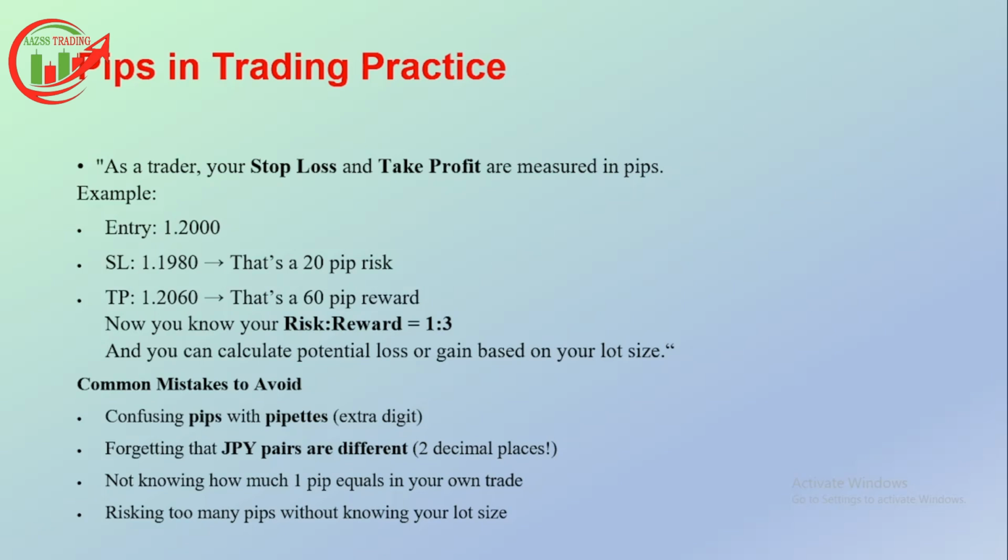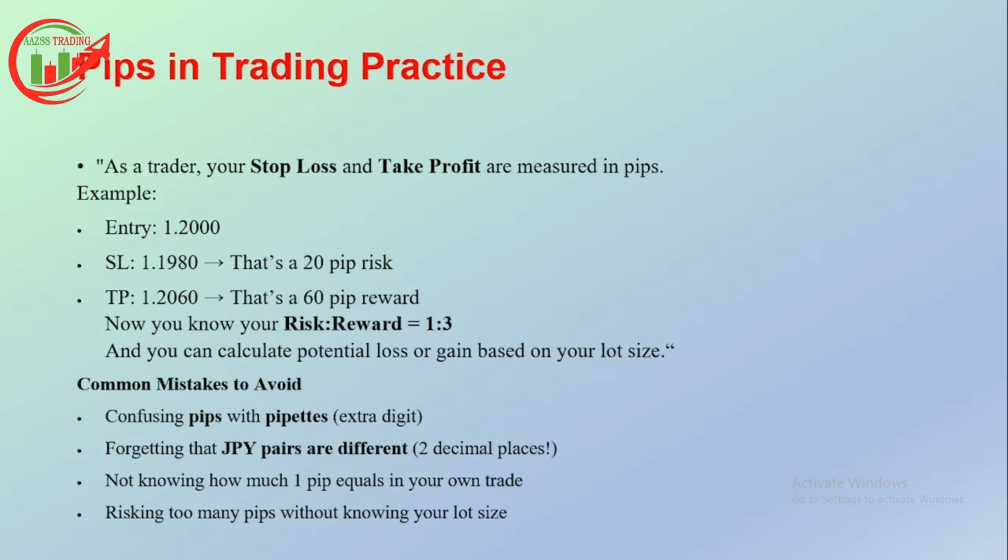As a trader, your stop loss and your take profit are measured in pips, right? A very good example is your entry. You're entering the market at 1.2000, right? And your stop loss is 1.1980. That is 20 pips, that's your 20 pip risk, right? And your TP, which is the take profit, is 1.2060. That is a 60 pip reward.